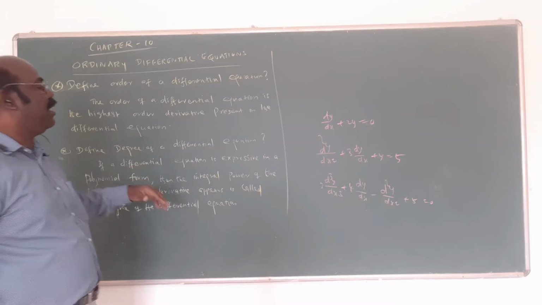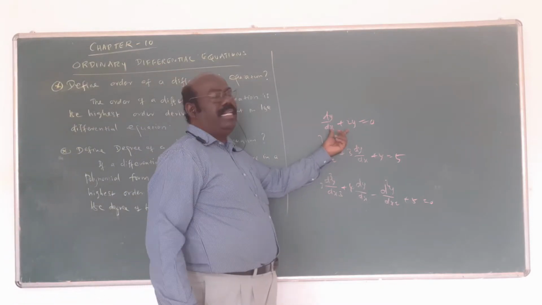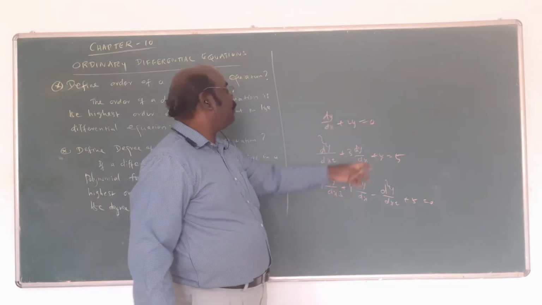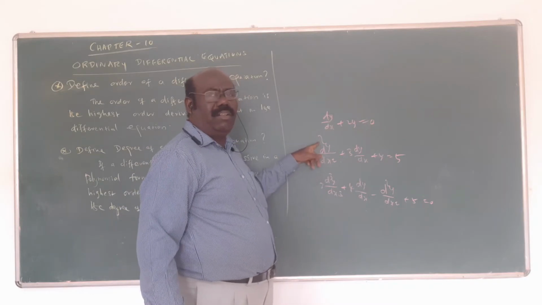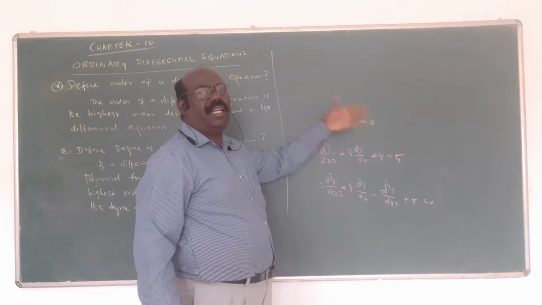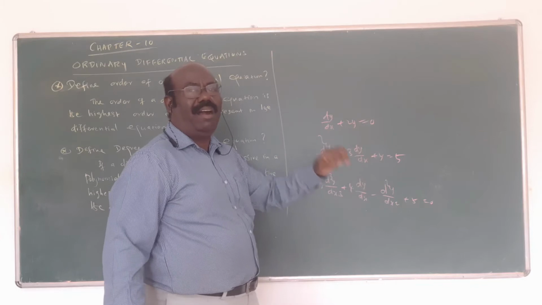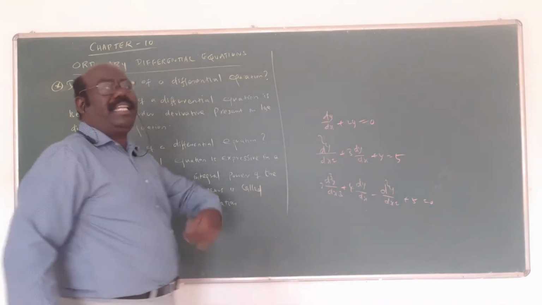In this particular question, the first equation has first order, so order is 1. In the second, the highest is second order, so order is 2. In the third, third order, so order is 3. In this way, you find the order. Then find the degree of the differential equation.